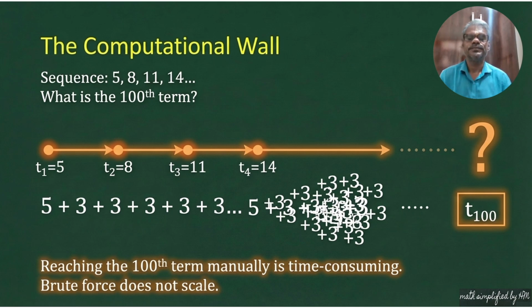The computation wall. Now see the sequence 5, 8, 11, 14, and we have to find the 100th term. Reaching the 100th term manually is time consuming. Brute force does not scale, because T1 is equal to 5, T2 is equal to 8, T3 is equal to 11, T4 is equal to 14, and to find the 100th we have to keep adding 3 again and again. So this is not a good practice. We must find a smart formula for finding the 100th term or nth term.